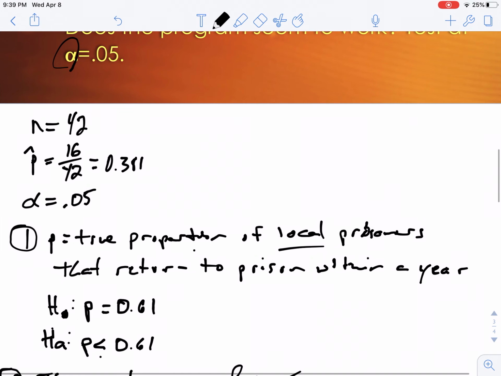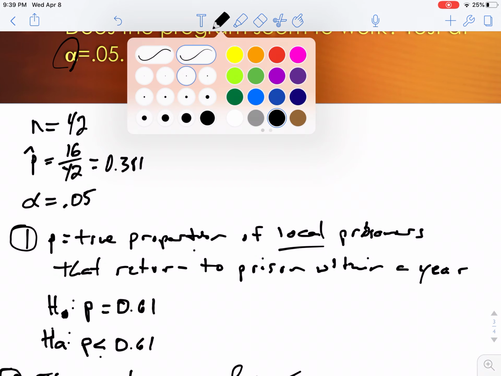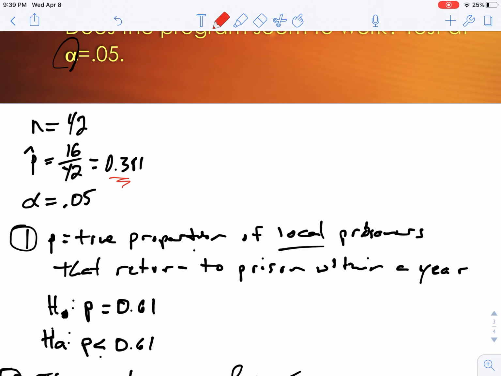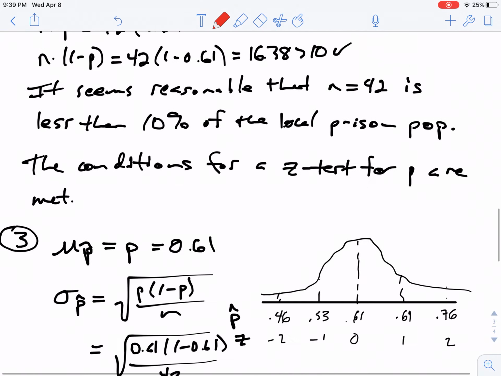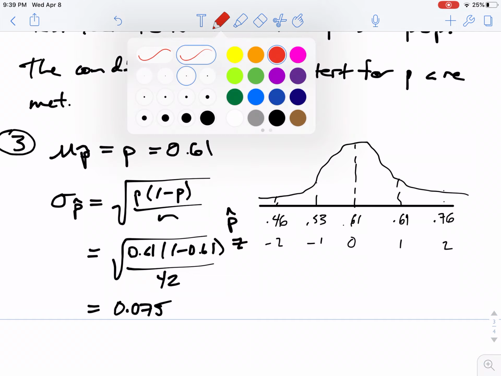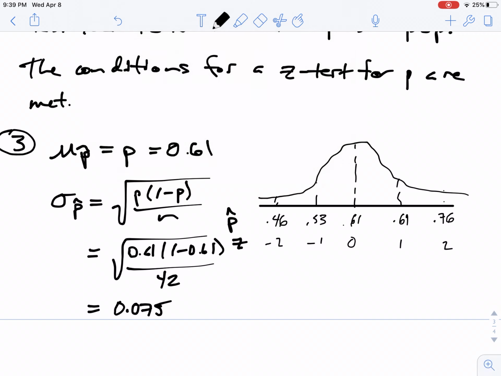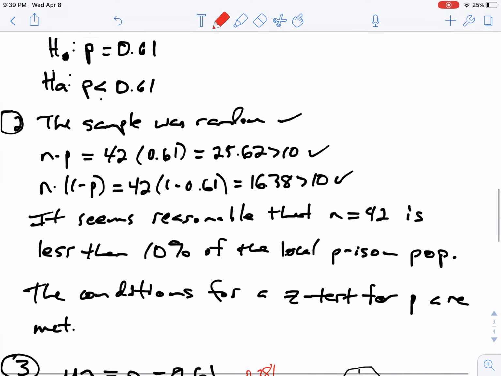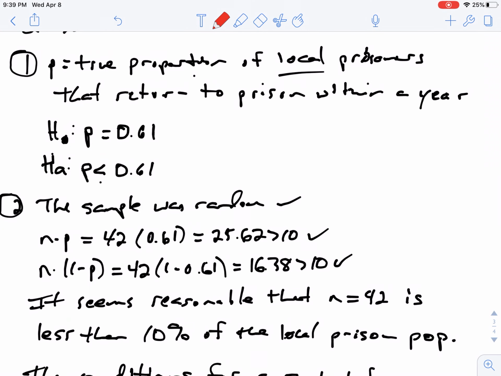All right, so now what I'm going to do is place my p hat value on my distribution. This is the first time I'm going to be using this p hat value here of 0.381. So that's going to be pretty far to the left here. I'm going to extend my picture a little bit. And 0.381 is going to be about here. So that number is 0.0381.